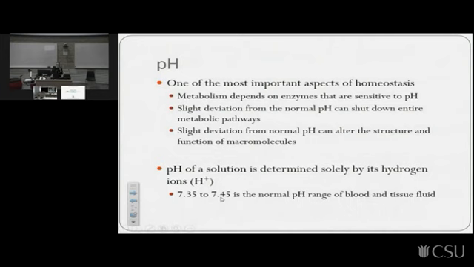So blood pH is solely determined by the amount of hydrogen ions that we have in the body, and it's one of the most important aspects of homeostasis. So any slight deviation from the normal blood pH of 7.35 to 7.45 can then cause catastrophic shutdown or interference with other metabolic pathways too.